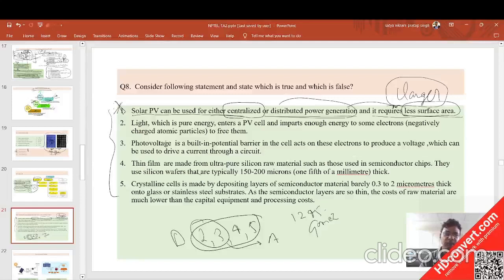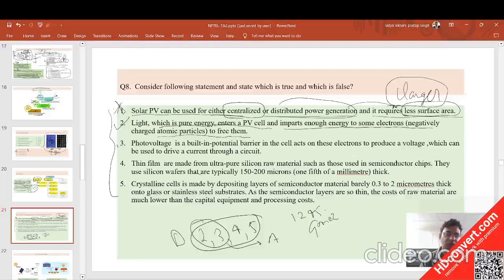Coming to the second part: the light, which is pure energy, enters the PV channel and imparts enough energy to some electrons, that is, negatively charged particles, to free them. That is correct. Why? Because we are giving energy in the form of light to this p-n junction diode, and the electron becomes free and moves from the valence band to the conduction band, and it moves if there is a physical connection between the p and n junction.